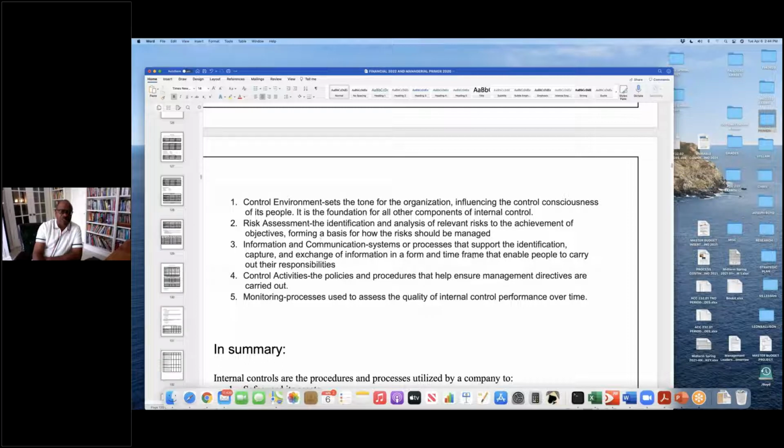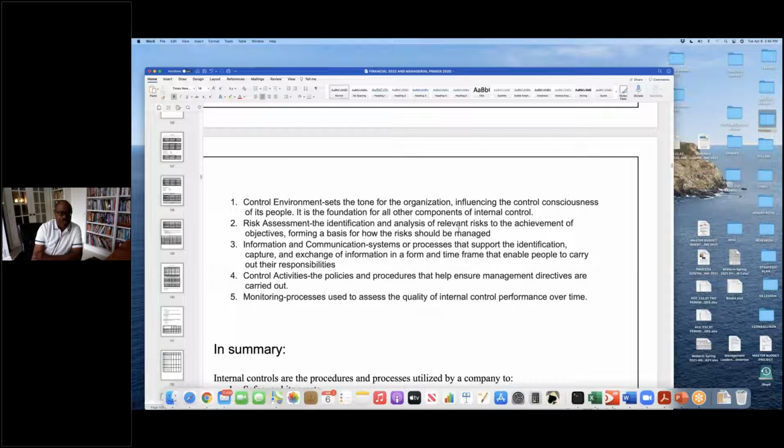Risk assessment. There's a need in general, if a company has goals and objectives, to look at what are the risks, what could happen that would keep them from accomplishing those goals. So that risk assessment is very important. Because if there's a risk to you getting what you're supposed to have, then that's a problem.